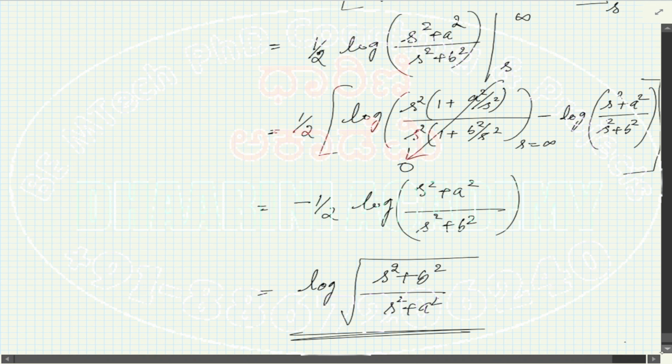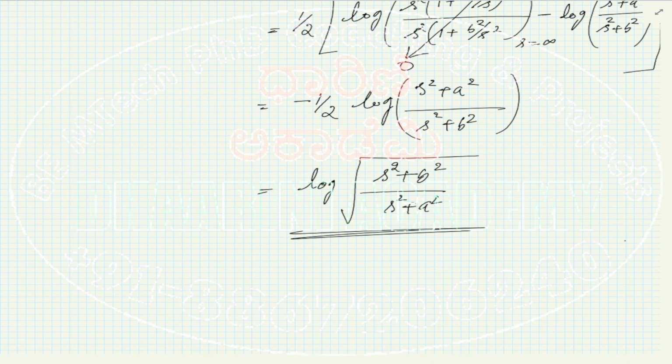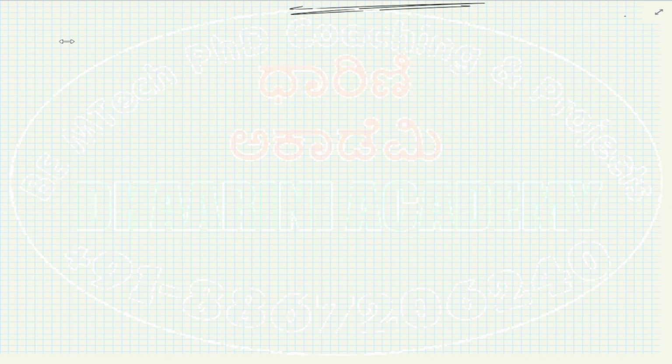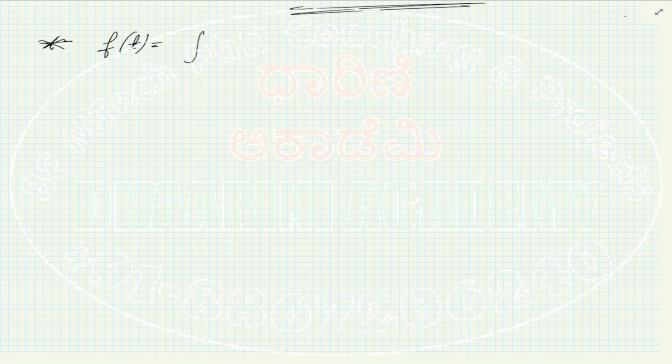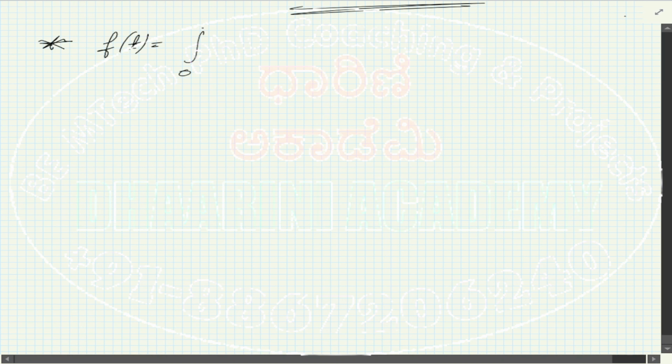Okay, let's move on to the next problem. So f of t is equal to integral 0 to t, this is t cos at dt.